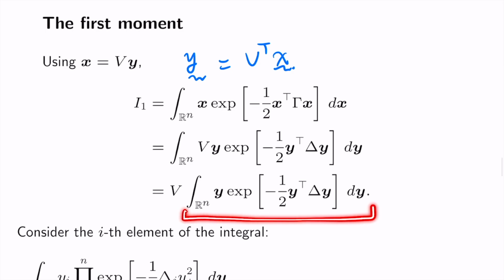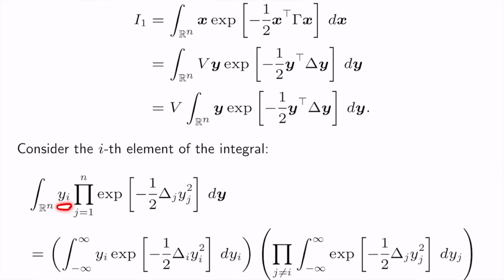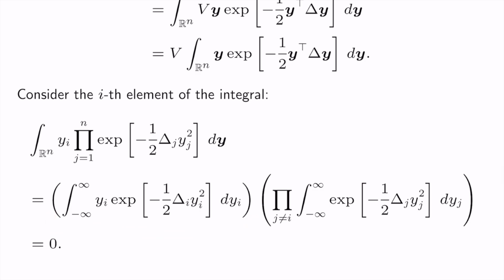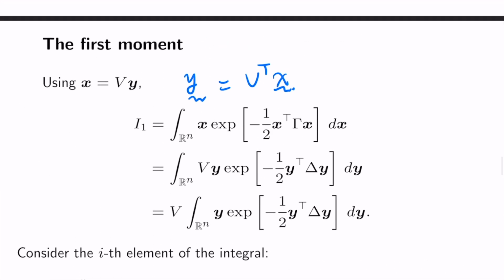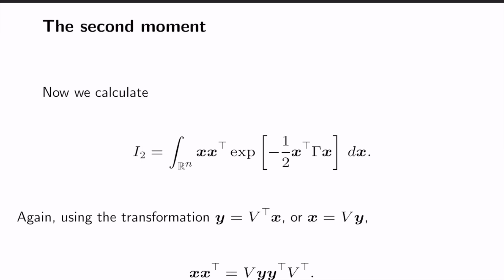Since this is a vector, let's consider its ith element. So that's this. So yi is the ith element of this vector, and this is this factor decomposed into the product. Now we split this product into two parts, one containing the index i and everything else. But this integral is just 0. So that applies to every element. So this integral eventually becomes the zero vector. And we are done.